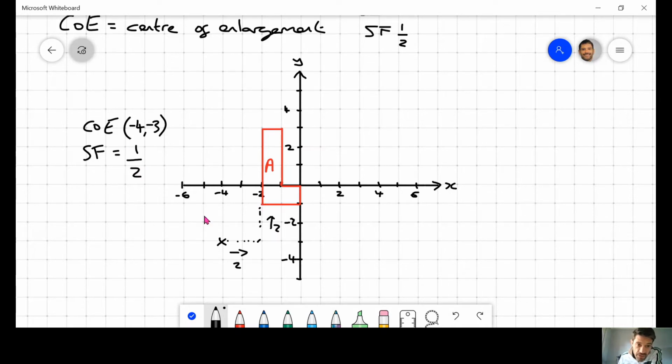Well, because it's a scale factor of half, we've got to go half. So we're going to go along 1, up 1. So that corner goes to there. And again, you can probably at this stage draw in the rest of the shape. This side is 4, so I'm going to halve it, so it's going to be there. Then it's going to go across. Instead of going across 1, it goes across a half.